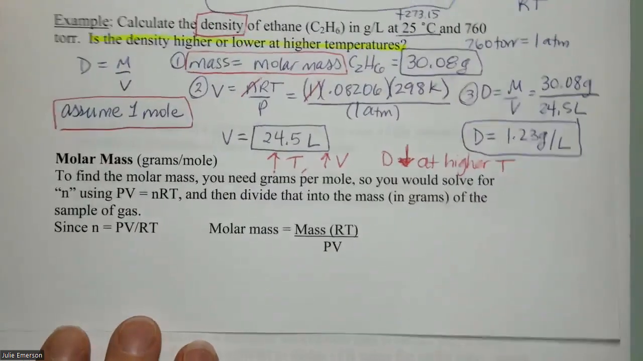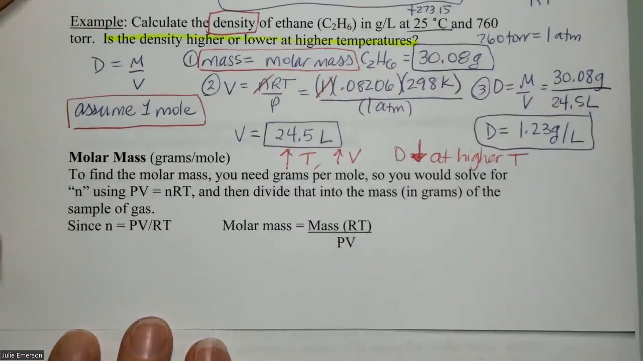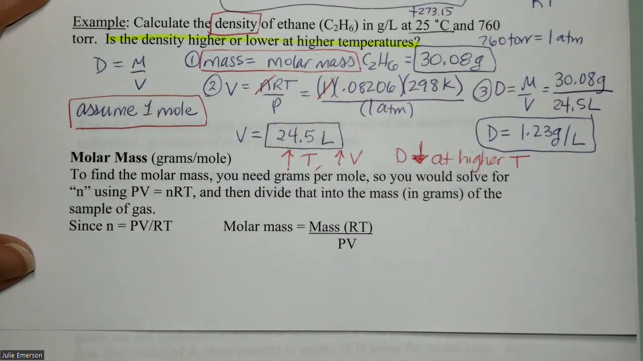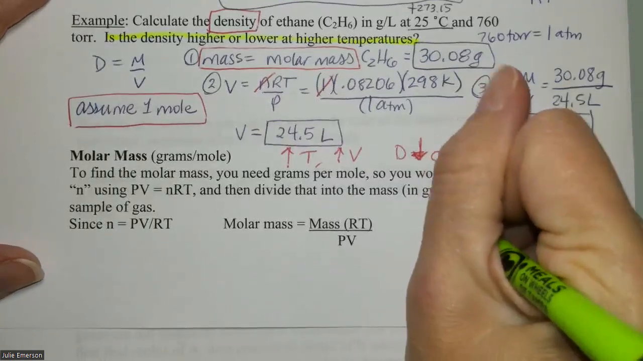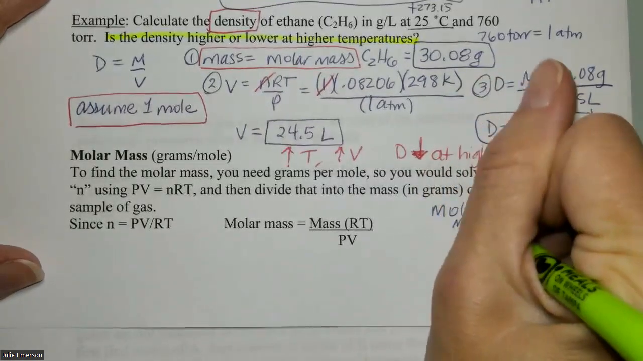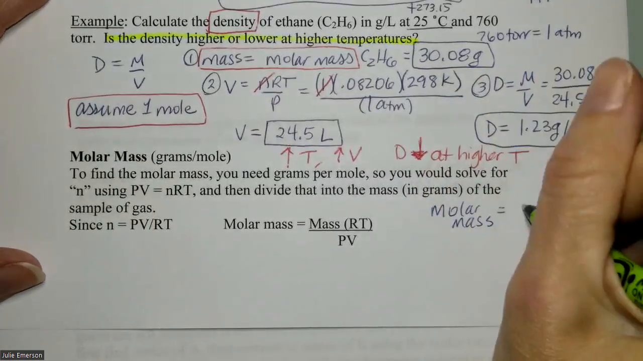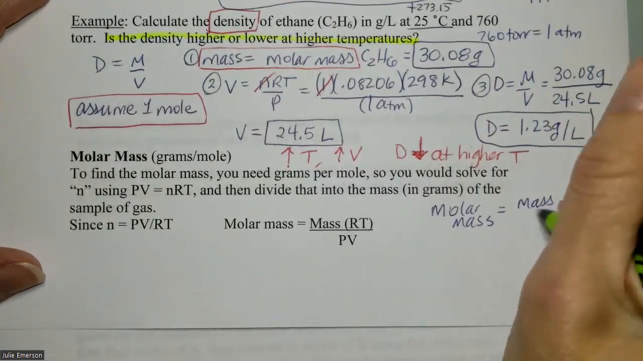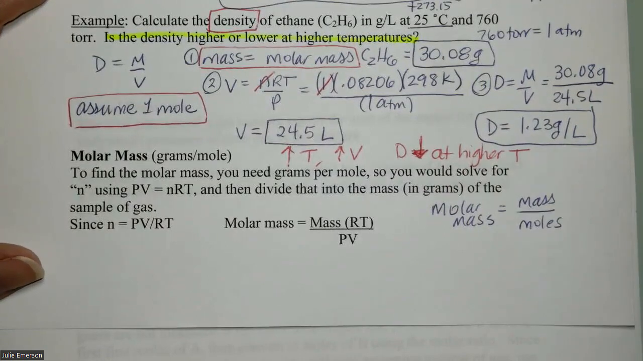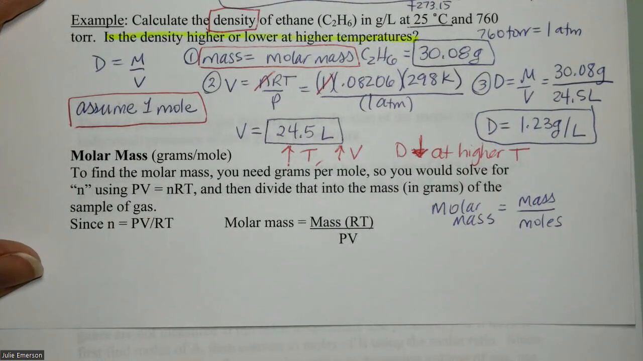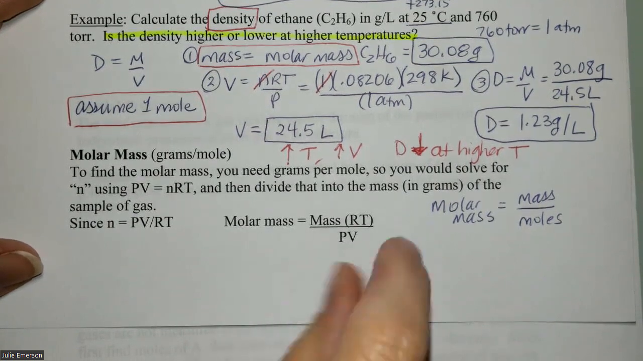Now we're not going to be at STP. All right, what if we want to find the molar mass of a gas? So if we want molar mass, again, some things to remember. Molar mass, if that's what we're solving for, is the mass divided by the moles, right? Now, in this case, we're not assuming 1 mole, because we don't know what the gas is. So we can't assume 1 mole and find the molar mass that way.